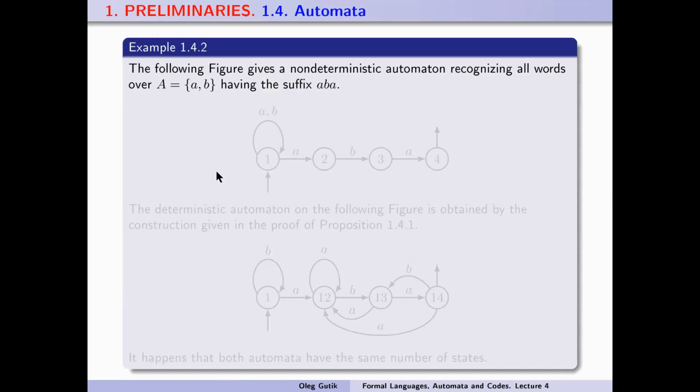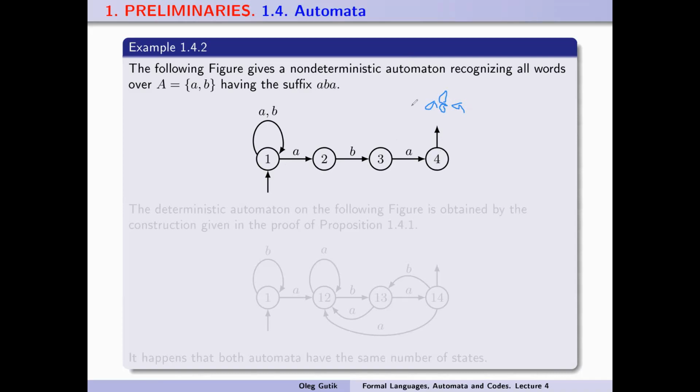In the following figures, we give a non-deterministic automaton recognizing all words of our alphabet A and B having the suffix AB. Of course, if we consider any words with the suffix ABA, so if we have words of the form ABA, there's a path from the initial state to the terminal state with label ABA.